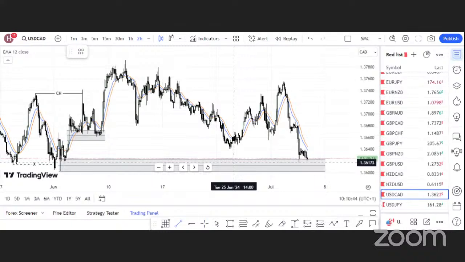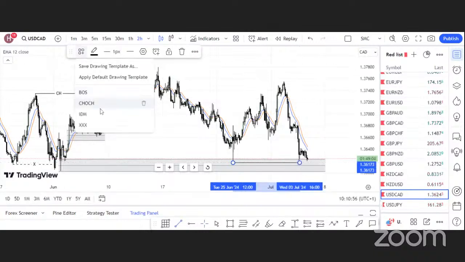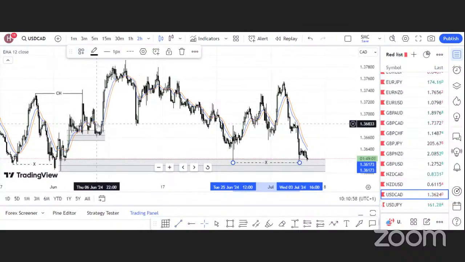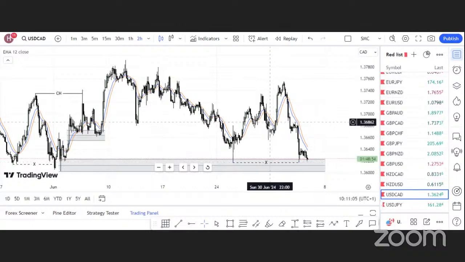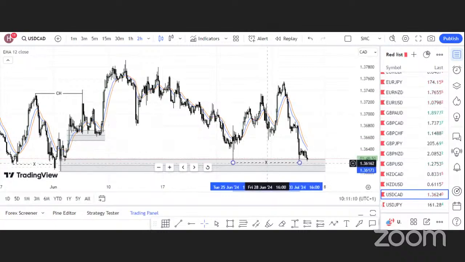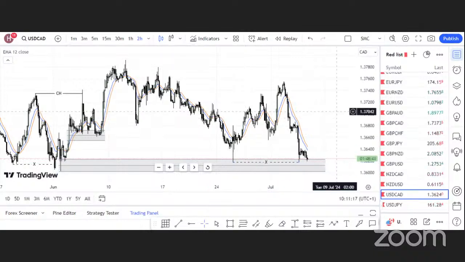Equal lows are liquidity zones. So I'm just gonna label that as my liquidity level. Now we have liquidity around there, and we expect the market to go down further. We expect the market to take out the liquidity and then continue to go down.